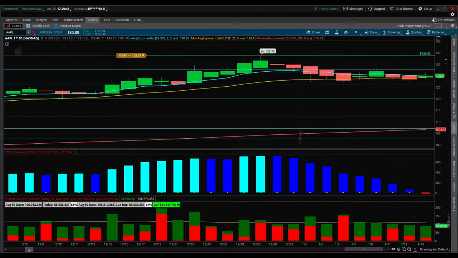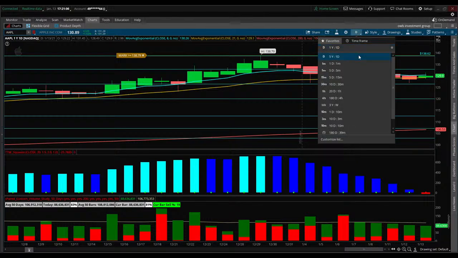Hey, Keon, off this chart, what would be the ideal time frame to do support and resistance? I like to do either daily, weekly, 4 hour. These are my time frames. I don't ignore the 5 year 1 day, 1 year 1 day, 3 year weekly, 4 hour, 180 day. Those are my favorites.